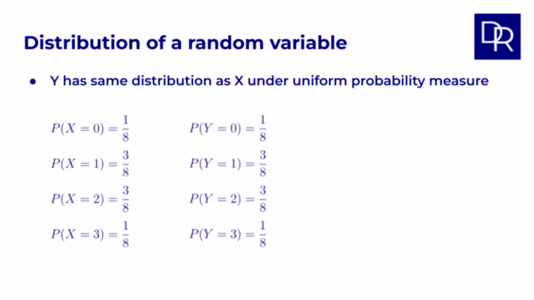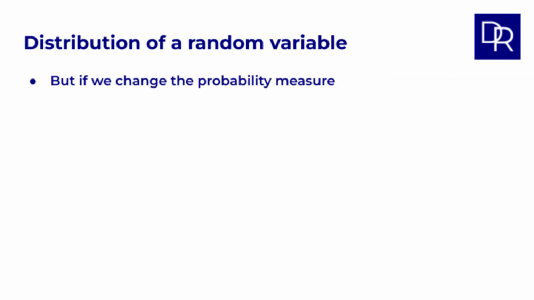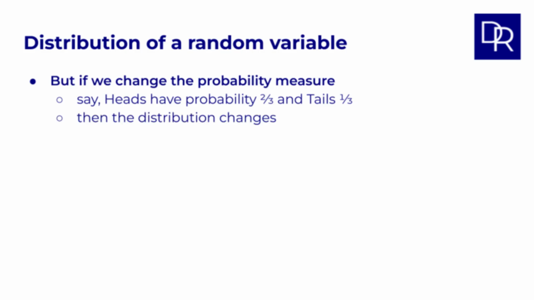As can be seen below, Y has the same distribution as X under the uniform probability measure, even though it counts tails instead of heads. But if we change the probability measure, say heads have probability 2/3 and tails 1/3, then the distribution changes. X still counts heads, but the probabilities shift.